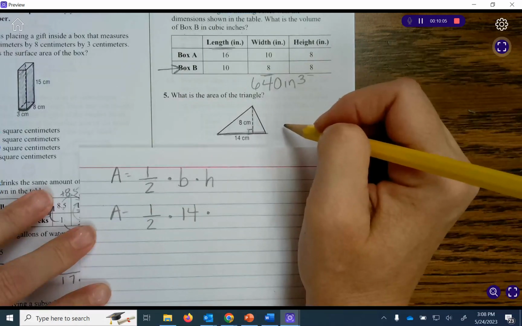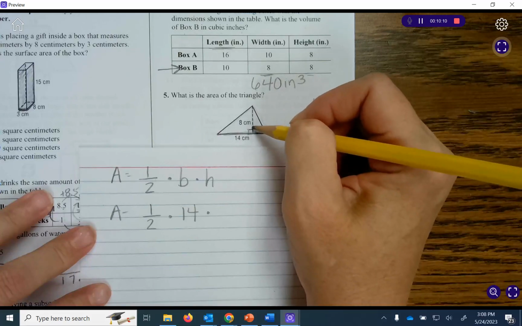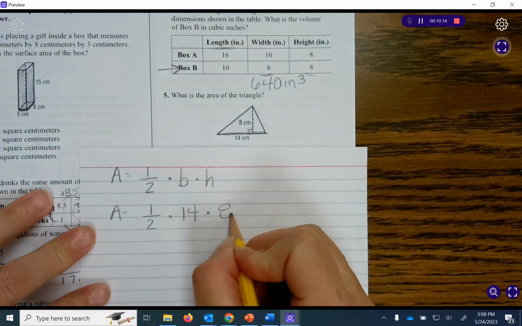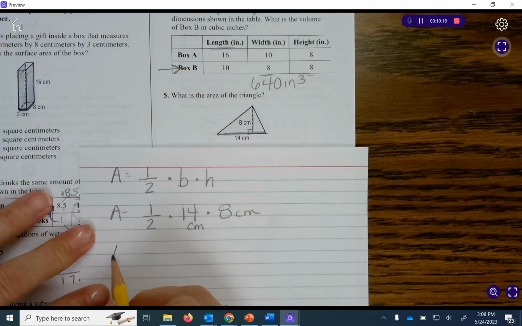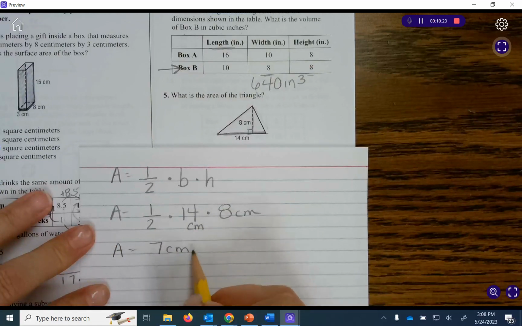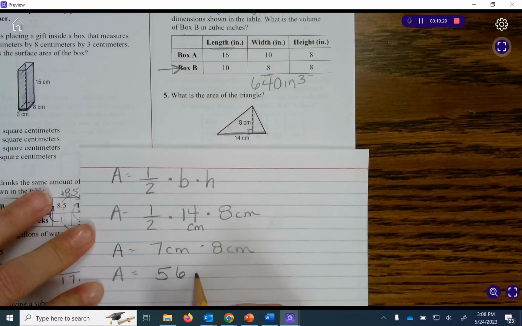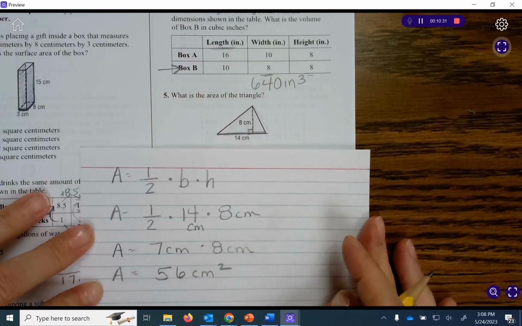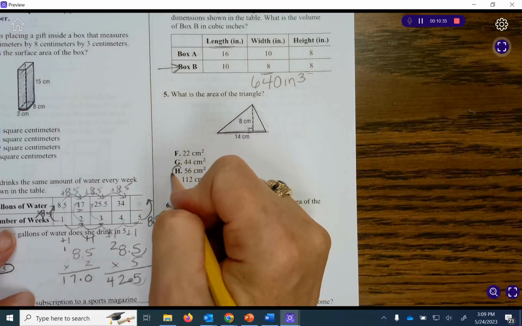In this particular triangle, the sides are not the height. It's indicated by this dashed line, and it is 8 centimeters. So area equals half of 14, which is 7 centimeters, times 8 centimeters. Area equals 56 centimeters squared. And that is answer choice H.